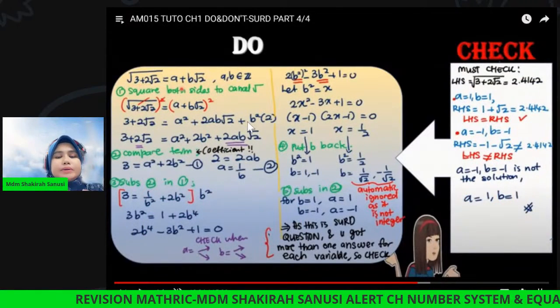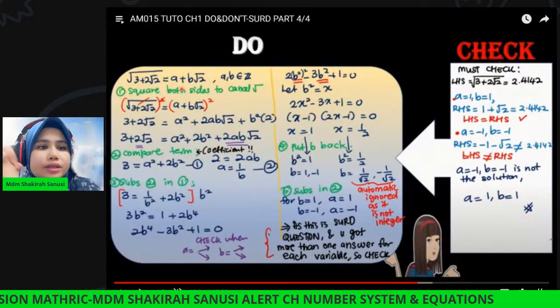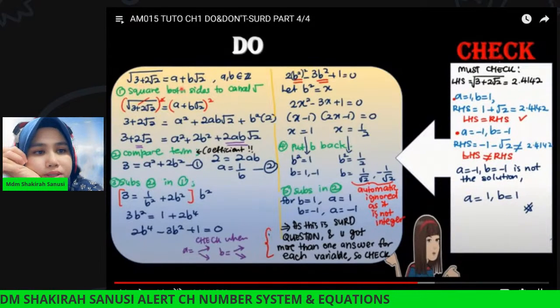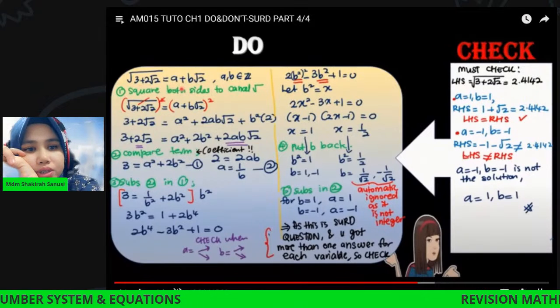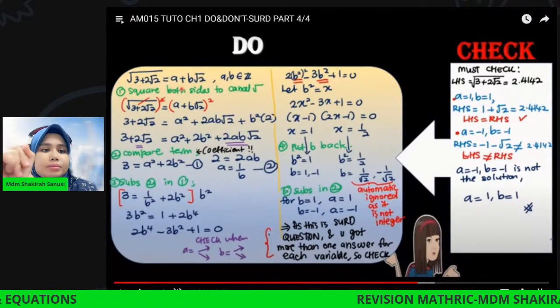Ini soalan-soalan panjang lah, favorite lah ni. Okay, so kita nampak surd everywhere. On the left ada, kat kanan ada, kat kiri ada. So kita akan buat square both side. Okay, itu step langkah yang pertama.